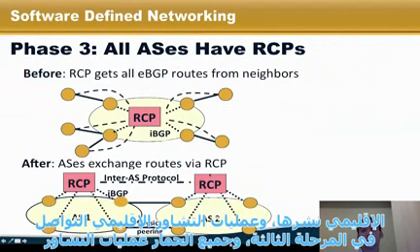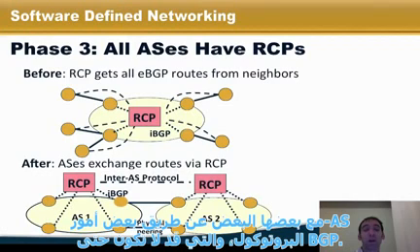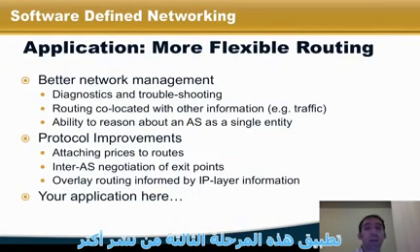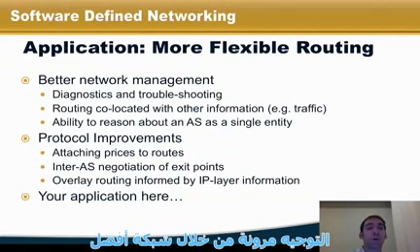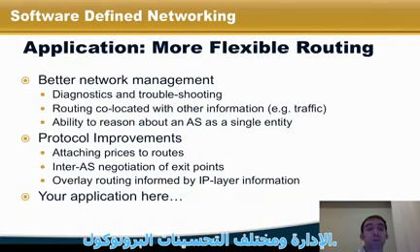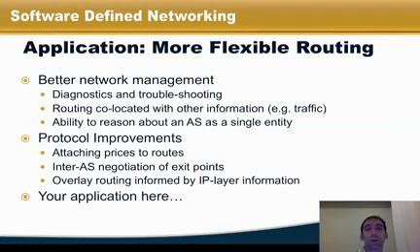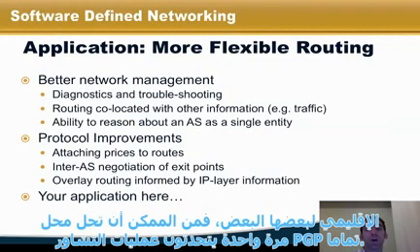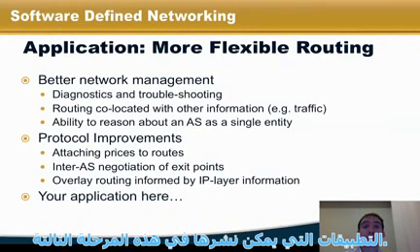In the third phase, all ASs have RCPs deployed, and the RCPs communicate with one another via some inter-AS protocol, which might not even be BGP. An application of this third phase of deployment is more flexible routing through better network management and various protocol improvements. Once RCPs are talking to one another, it's possible to replace BGP entirely. So there is a very broad range of applications that could be deployed in this third phase.